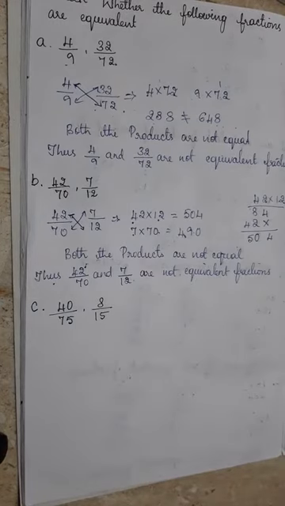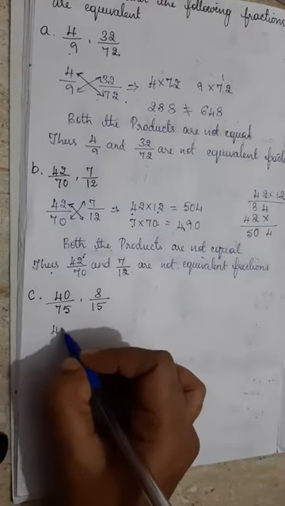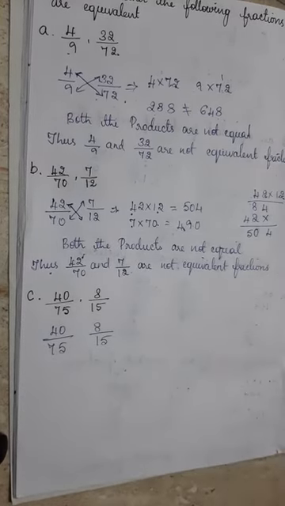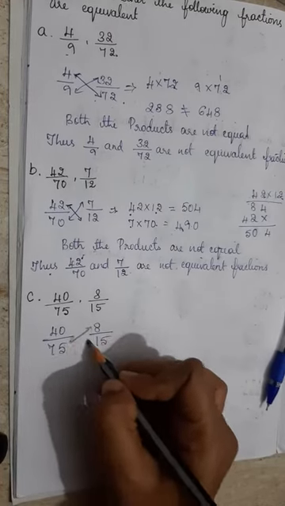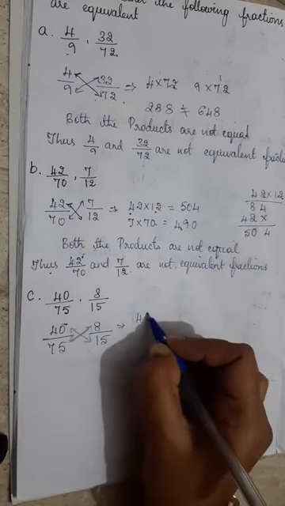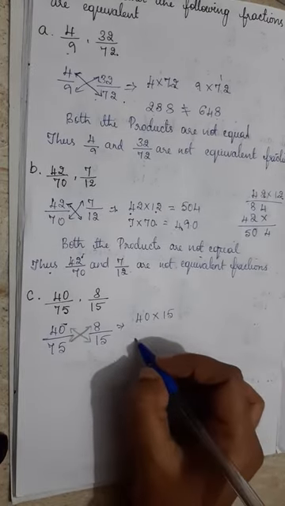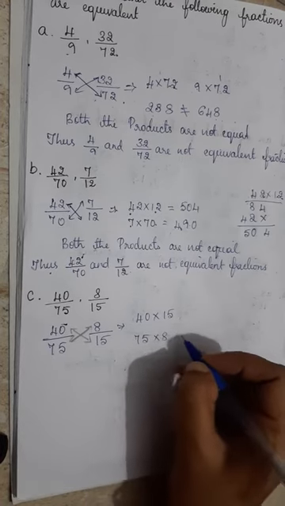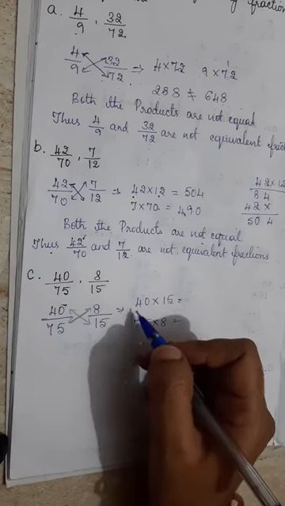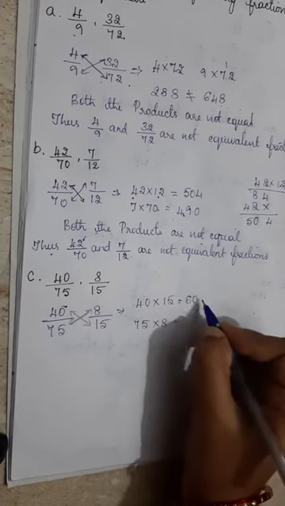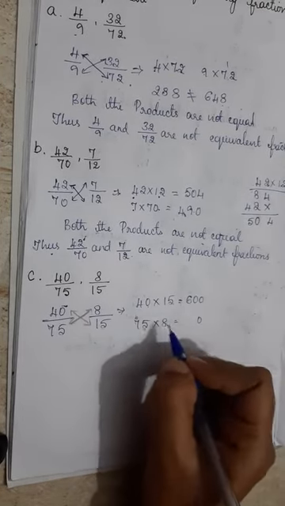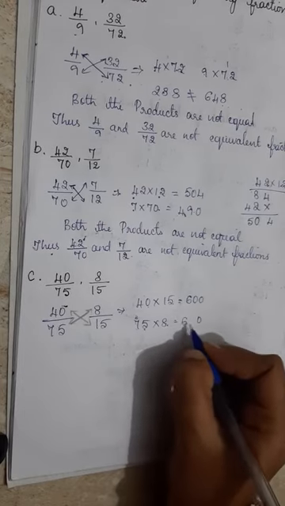What is the first step I should do? I'll write down the numbers: 40, 75, 8, 15. What should I do now? I should do cross multiplication. Cross means numerator with denominator. 40 into 15, then 75 into 8. Multiply it. 15 4s is how much? 15 4s is 60, 0 is here. 8 5s are 40, 0, 4. 8 7s is 56 plus 4 is 60.